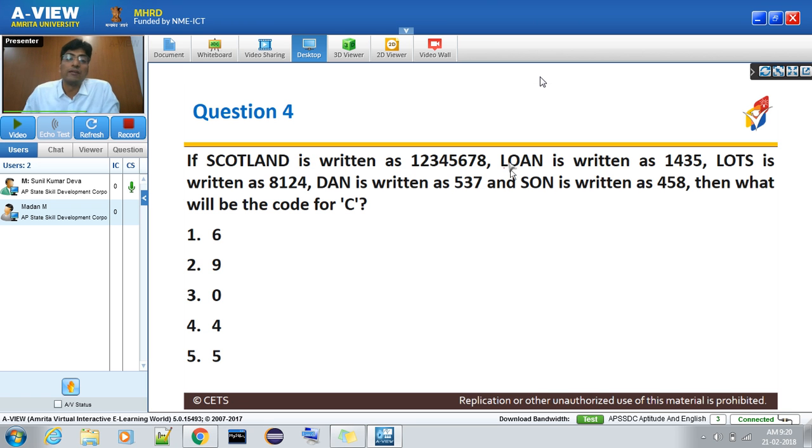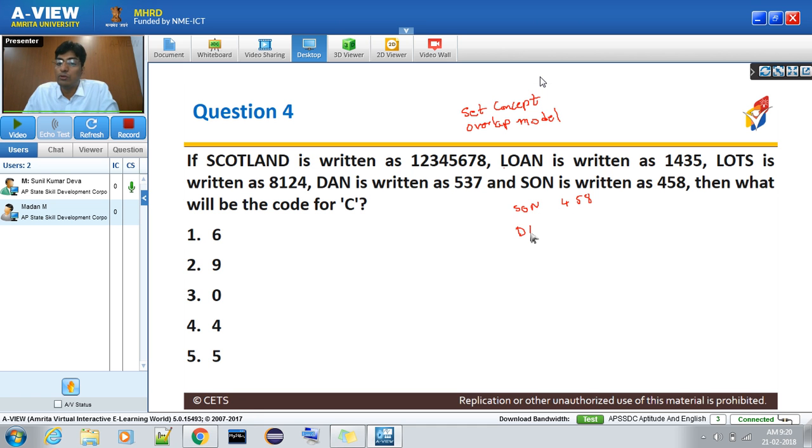This is a question which is based on set concept. This is one of the models in coding. Remember that this is the set model or the overlap model. In an overlap model, you should always start with the smaller ones. SON is written as 4, 5, 8. It means that one of these letters is 4, one of these is 5, and one of these is 8, but we don't know which one is 4.